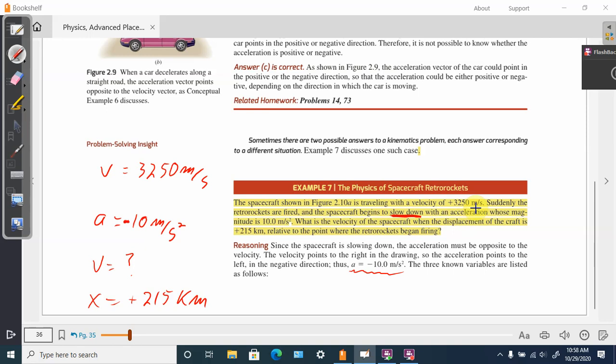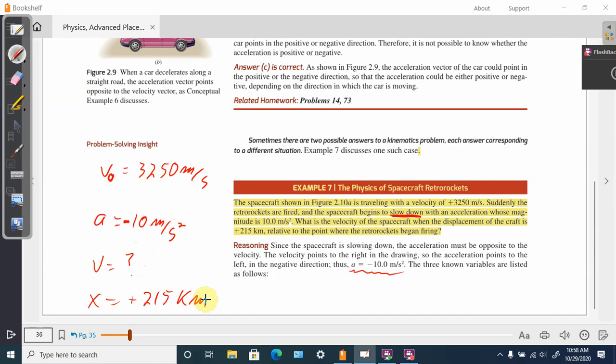Since we were told that we're traveling along with a velocity of 3,250, and then it wants to know what is the velocity later on at a displacement of 215 kilometers, this here is going to have to represent our v sub 0. So that's our initial velocity. We have our acceleration, we're looking for final velocity, and we have a displacement.